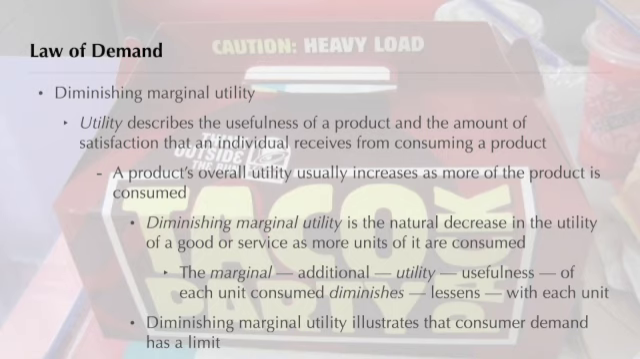The third concept involved in explaining the law of demand is based on utility. As noted in Lesson 1, utility describes the usefulness of a product, or the amount of satisfaction that an individual receives from consuming a product. A product's overall utility typically increases as more of the product is consumed. However, as more units of a product are consumed, the satisfaction received from consuming each additional unit declines. Economists call this diminishing marginal utility, because the marginal or additional utility of each unit consumed diminishes or lessens with each unit.